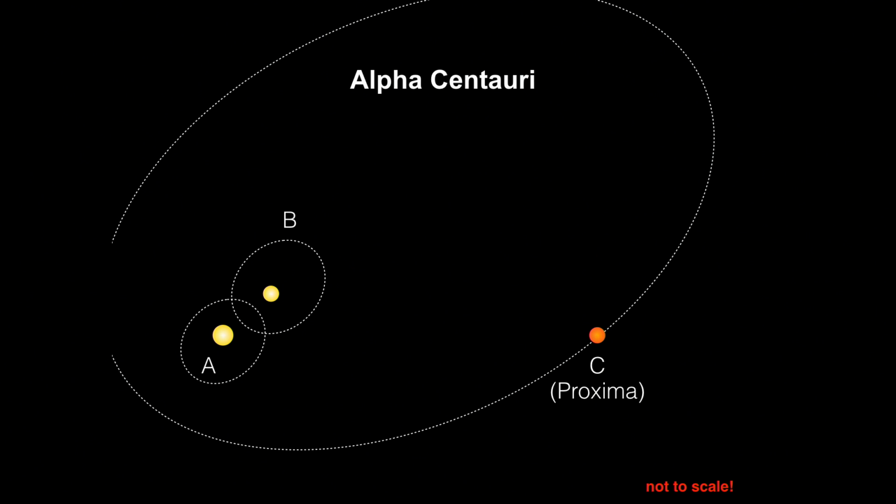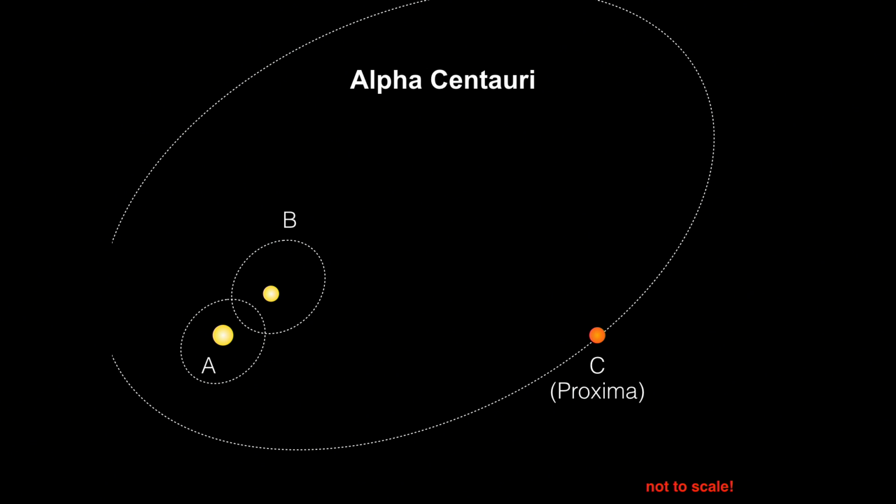There are two close to sun-like stars on a relatively tight orbit, an orbit the size of the orbit of Neptune around the sun, and a much more distant star, Proxima, which has an orbit that's about 10,000 AU in size. And that's the star around which we recently found this planet.